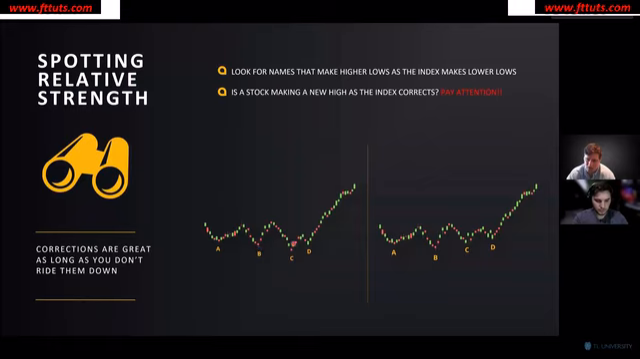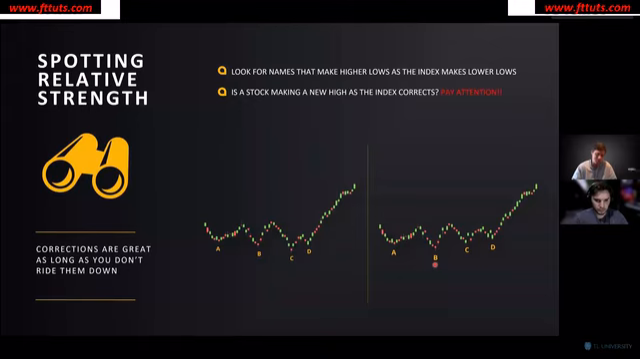And what you'll see is when the index eventually puts in a higher low, that stock has often built a pattern out. And when you buy it, it'll usually outperform. So I want to look for situations, and I do this off the intraday chart, the 15-minute or the hourly, in names that I'm paying attention to every day, where as I see the index make a lower low, I'm looking for those stocks that make a higher low.